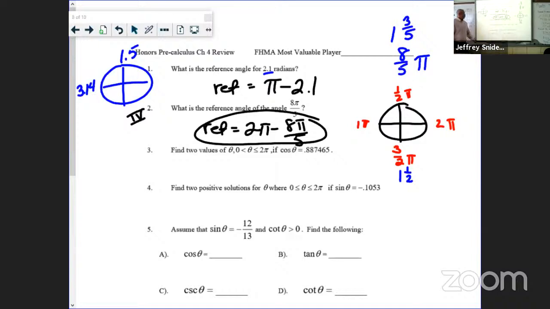Okay, so now try 3 and 4. Those are kind of more like last night. I gave you one like that. Last night I gave you problems like number 5 and 6. So for quadrant 1, you said there's no change, because quadrant 1 and its reference angle are the exact same. Yes.